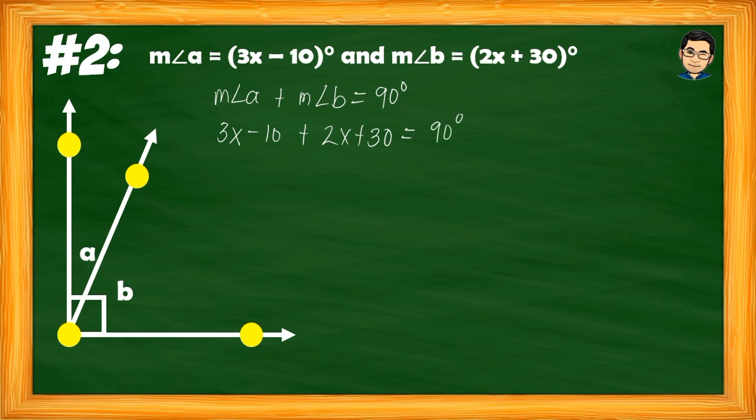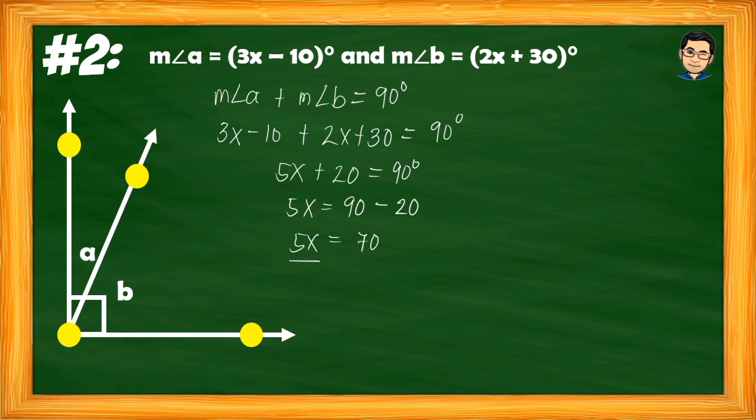Next, 3x plus 2x is 5x. So, i-combine like terms po natin. And then, negative 10 plus 30 is positive 20 equals 90 degrees. Next, using addition property of equality, we will add negative 20 to both sides. So, magiging 5x is equal to 90 minus 20 siya. So, 5x is equal to 70.